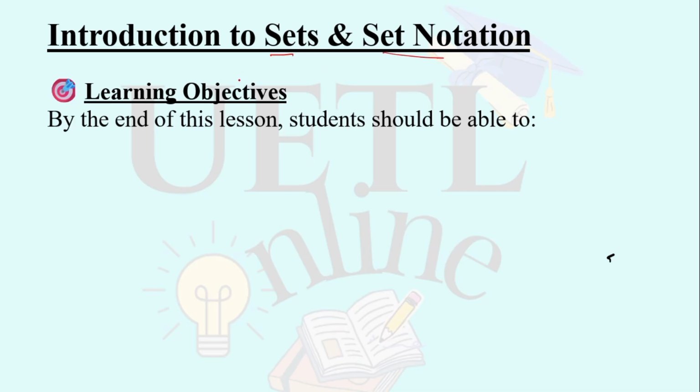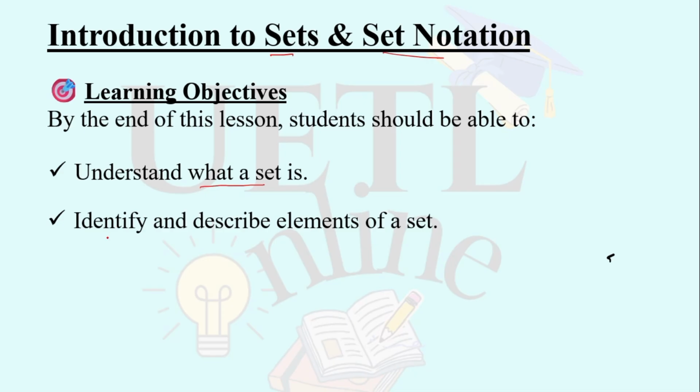Our objectives for this lesson are to make sure that by the end of it you understand what a set is. The next objective is to identify and describe the elements of a set. Given a set, we are going to identify and describe its elements.